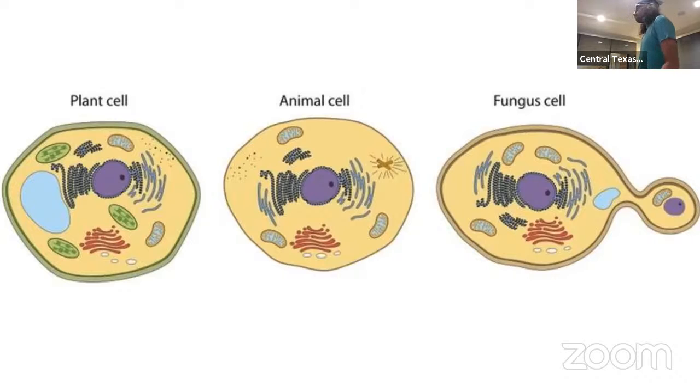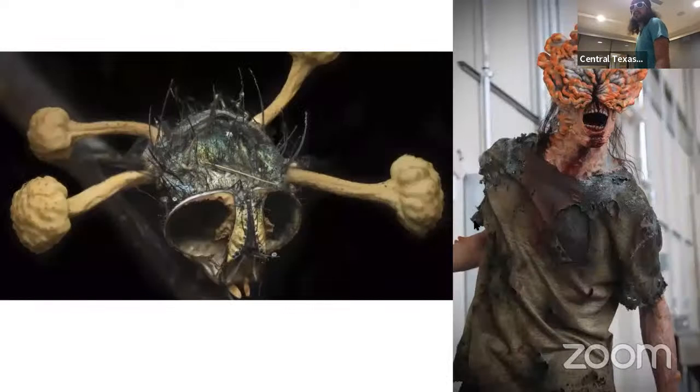And fungi have the best of both worlds because they have a rigid cell wall, but it's also extremely flexible because of the extra glucose that is in the cell wall. And here you can see a fungus cell that's budding, which we'll get into later.